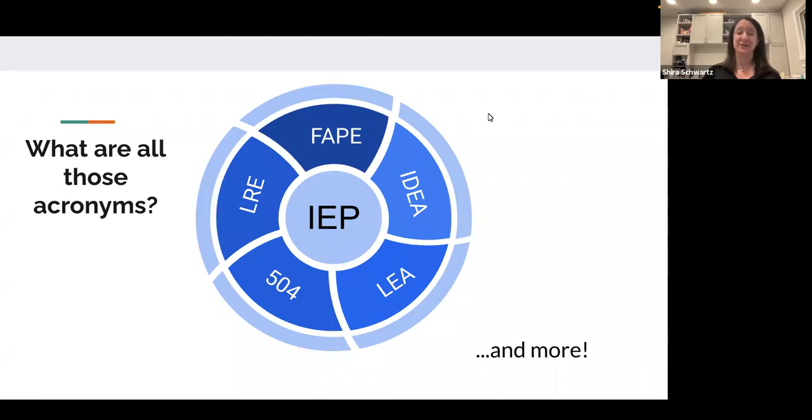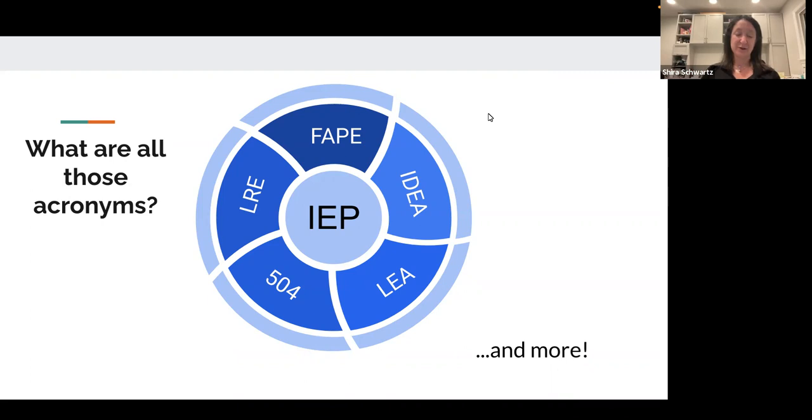Some of the ones that I think are the most important are things like AT, assistive technology, which can be anything from a pencil grip, which is low tech, to some kind of iPad application, which would be high tech, or a speech device. Those are all high tech. Post-it notes are low tech. It just depends on what the technology is.